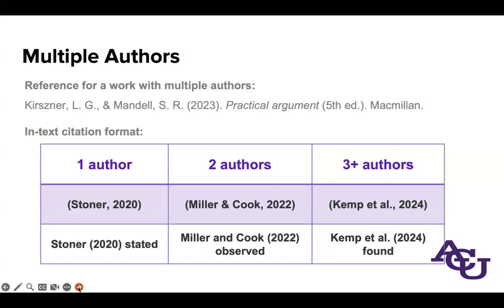One other thing that you want to notice, because we're writing in APA format, is that we use past tense verbs to talk about established literature. So I have Stoner stated, Miller and Cook observed, and Kemp et al. found. And this is because in APA, we consider works that have already been published to have been written in the past. This is in contrast to some other styles that say you talk about literature in the present tense. No, in APA, we will use past tense.